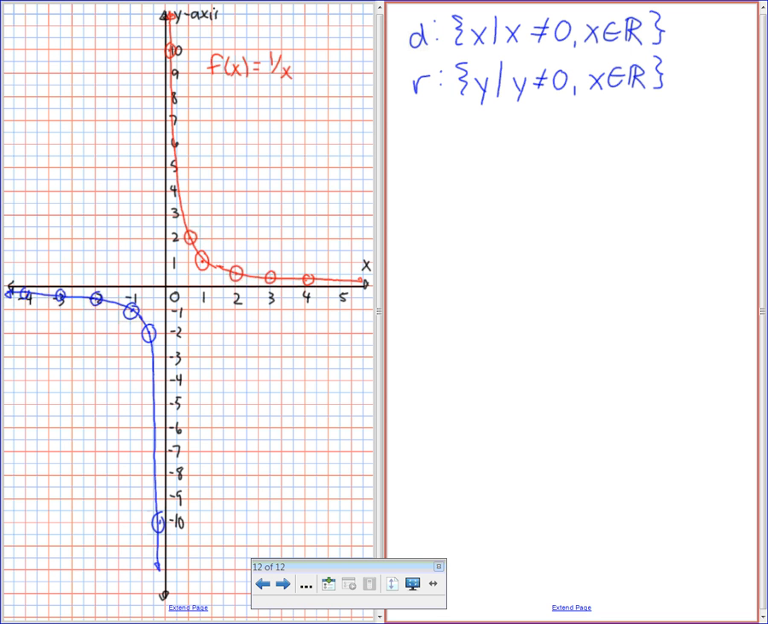We're going to say lines that the graph comes close to but doesn't touch are called asymptotes.